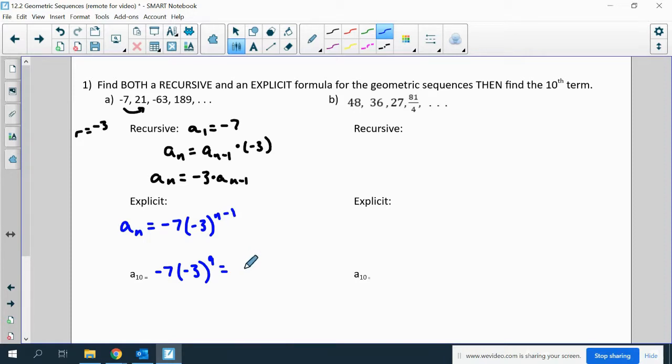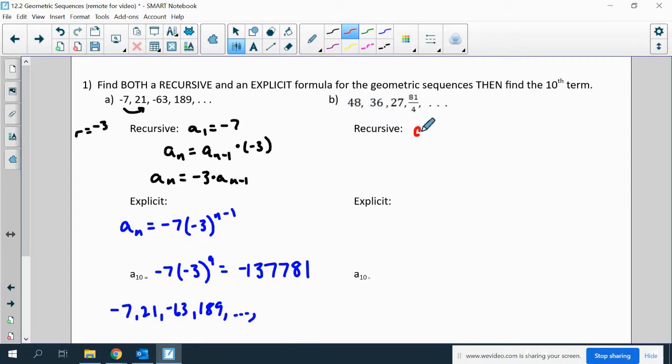And that would end up being -137,781. I can also find this recursively if I found each term in sequence. So -7, 21, -63, 189, and then I keep going and I find the 9th term. Then I take the 9th term times -3. So I could find it in a recursive form as well.